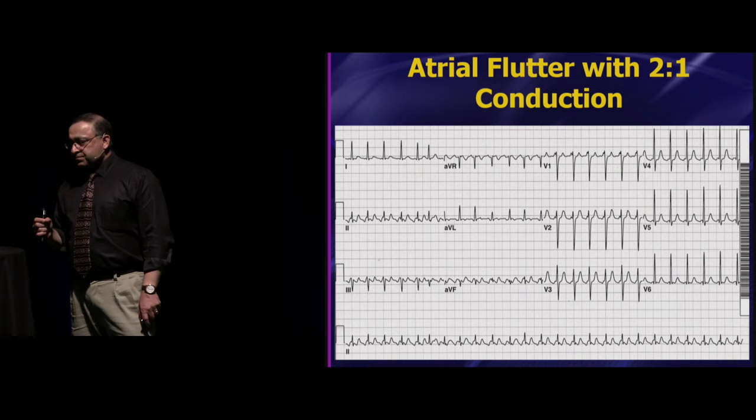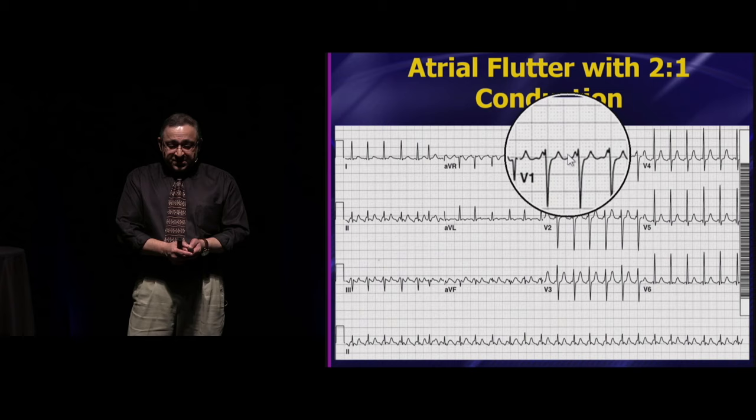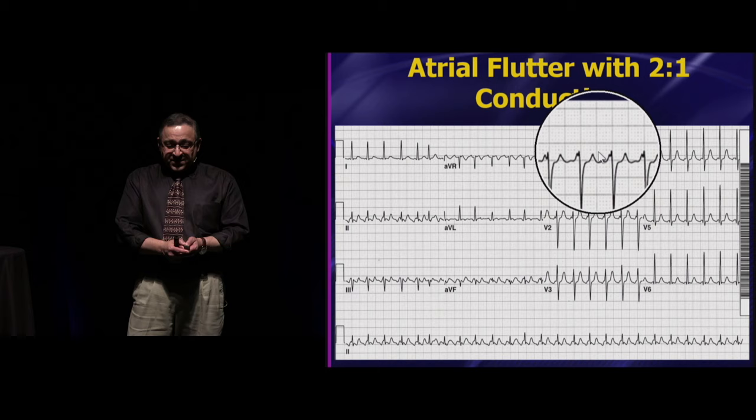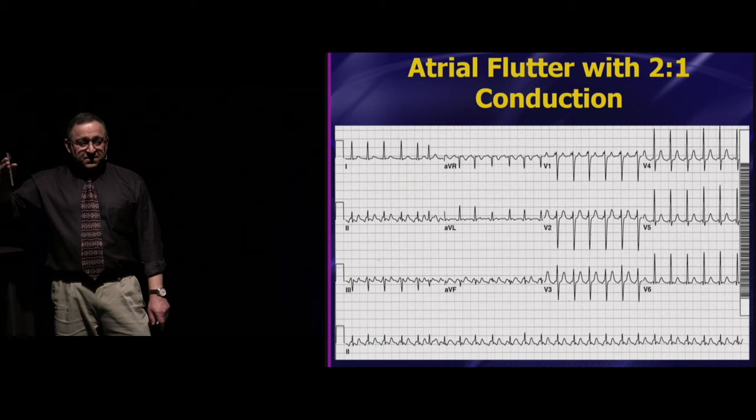All right? I like looking at V1. V1 to me is the money lead. If you look up here, you can see upright. So there is a P wave, and there, and there, and there. And if you map it out, if you're wondering, how do you know that's a P wave and not a T wave? Well, if that maps out with the other beats, then you have to assume it's a P wave. There's no reason why a T wave would map out with P waves, all right? So if it maps out regularly, then assume that you're looking at a P wave.